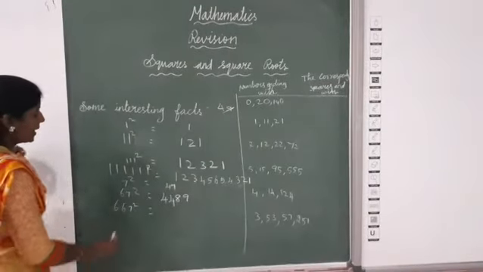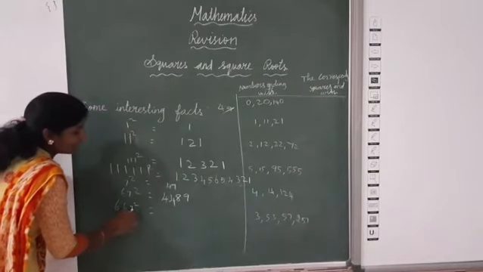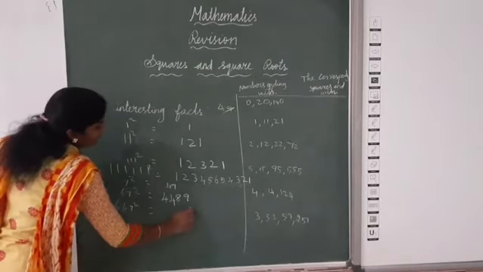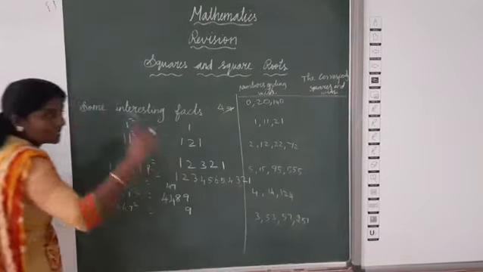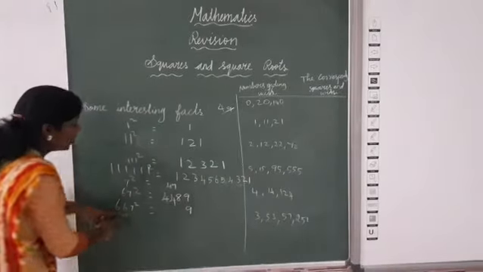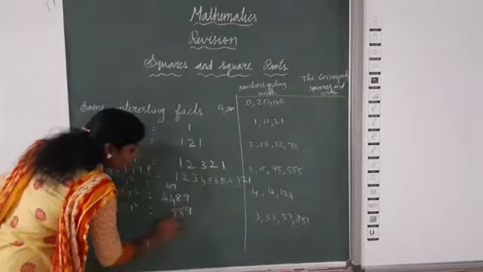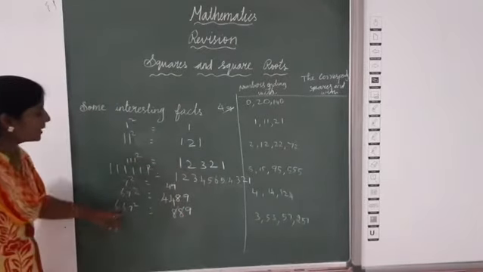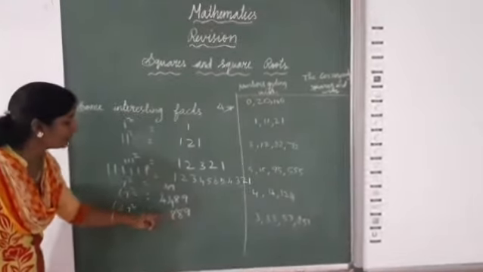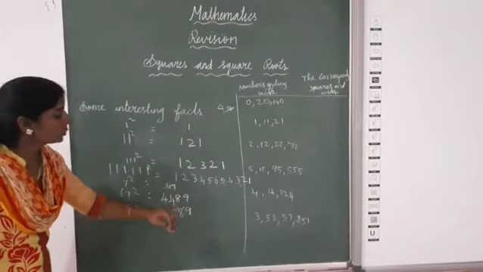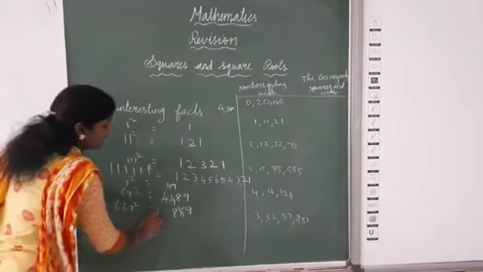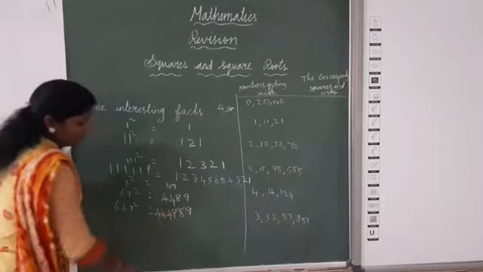Okay, now here 667 means 7 sevens are 49, ones digit is 9. Here how many 6s are there? 2 sixes. So we can add 2 times 8. Okay. Now here 2 times 8 means how many 4s can we add here? 2 eights means 3 fours we can add here. Isn't it? 444.